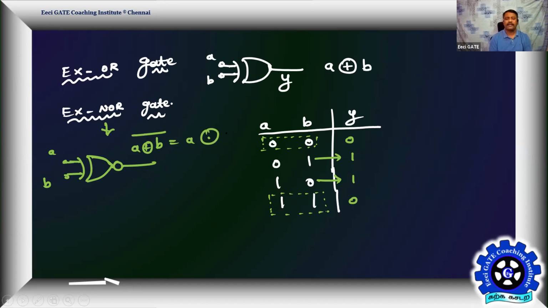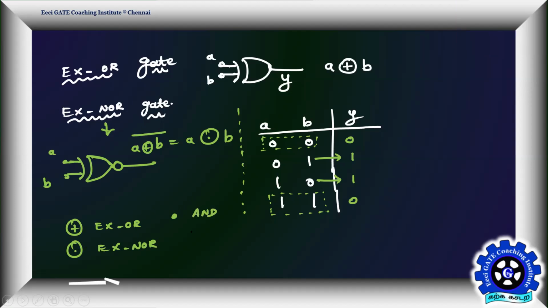Getting everyone? This represents the XOR operator. This represents the XNOR operator. And this represents what? The AND operator. This represents what? The OR operator. Like that, this is the XOR representation. This is the XNOR representation.